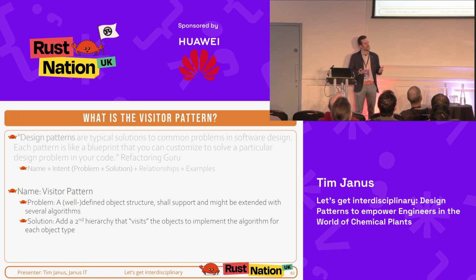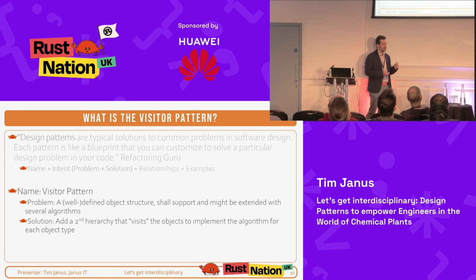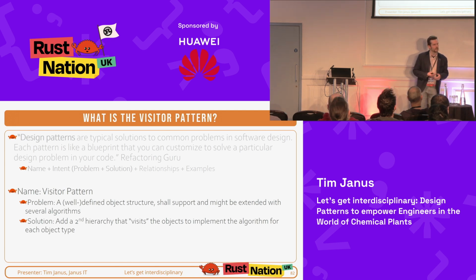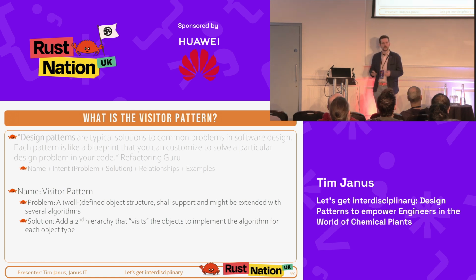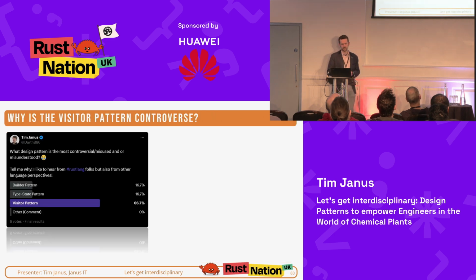We start with a slide here. The problem is that a well-defined object structure shall support and might be extended with several algorithms. I tried to condense it in one sentence, and the solution is to add a second hierarchy that visits the objects to implement the algorithm for each object type. When I put myself in your shoes, hearing the visitor pattern for the first time, it will be like, what? Before that, these template slides would be probably much more understandable.